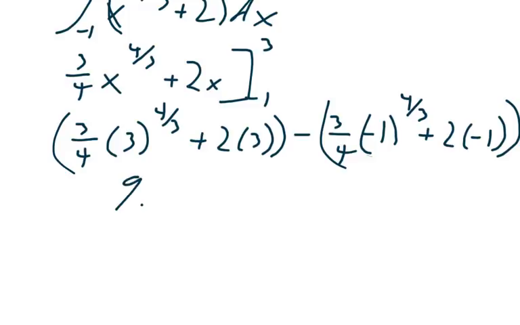So this turned out to be 9.24, I should put a 5 in there, 3 decimal places, minus negative 1.25, and it turns out to be 10.495.